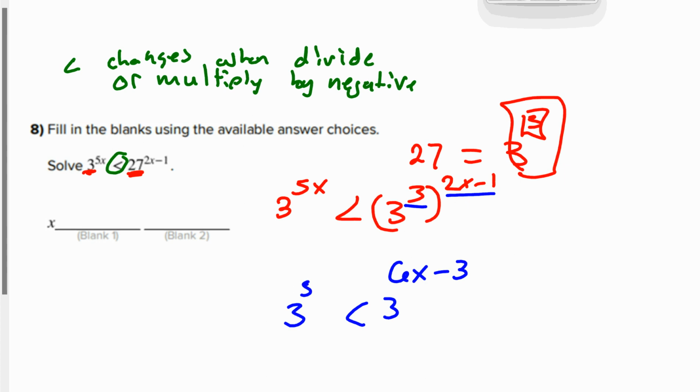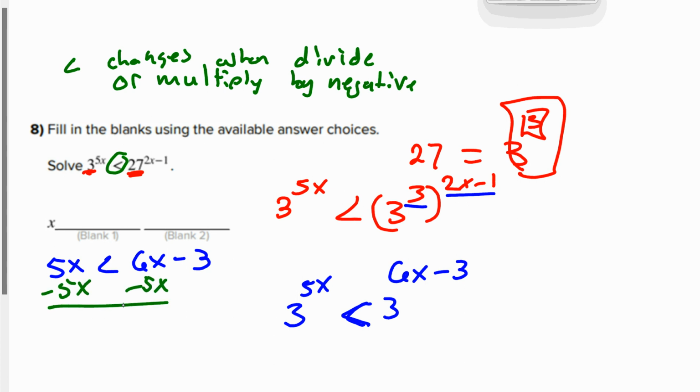Now that those bases are the same, we can set those exponents equal to each other. 5x, I guess not equals, less than 6x minus 3. Okay, and then I can solve this. Most likely, if you don't want to flip the inequality, all you have to do is take the smaller amount of x's and always subtract it. Sometimes you have to do a little more work, right? I have to move this over. So then I have 3 is less than x.